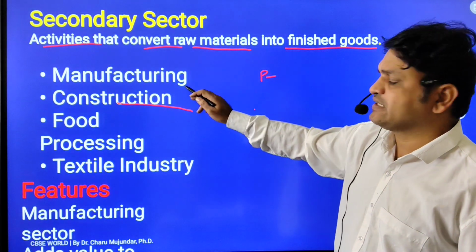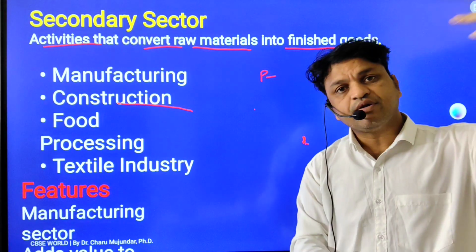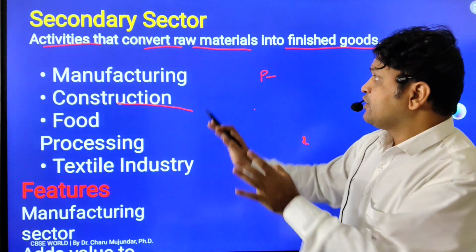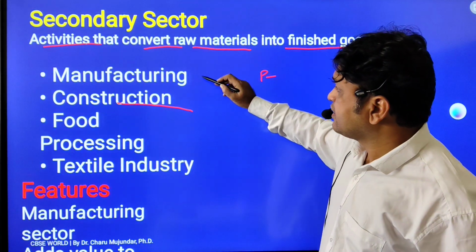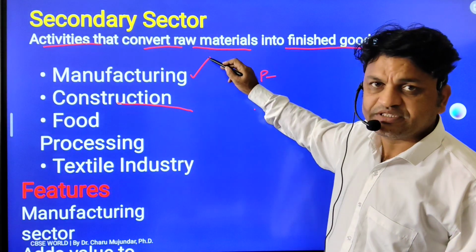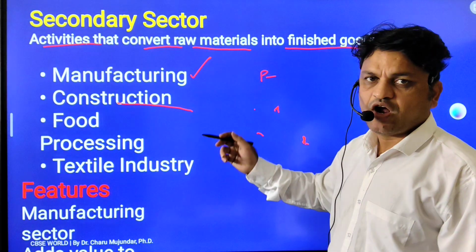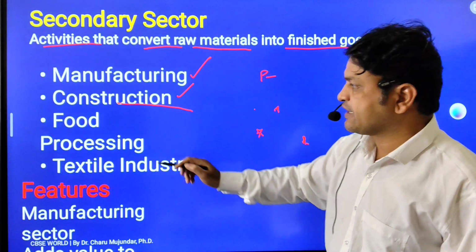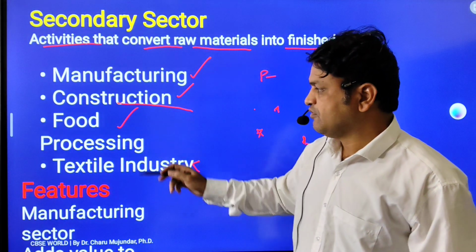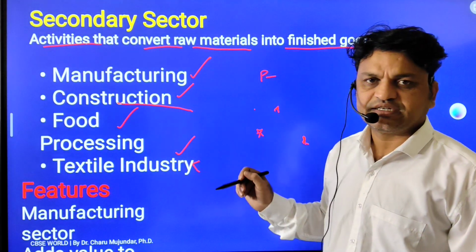Then coming to the secondary sector, it converts the raw material obtained from the primary sector into a finished product. So what are the secondary sector activities? Manufacturing is one, converting. I will give the example of cotton afterwards. Then construction is one of the secondary sector activities. Food processing is one. Then the textile industry is one.